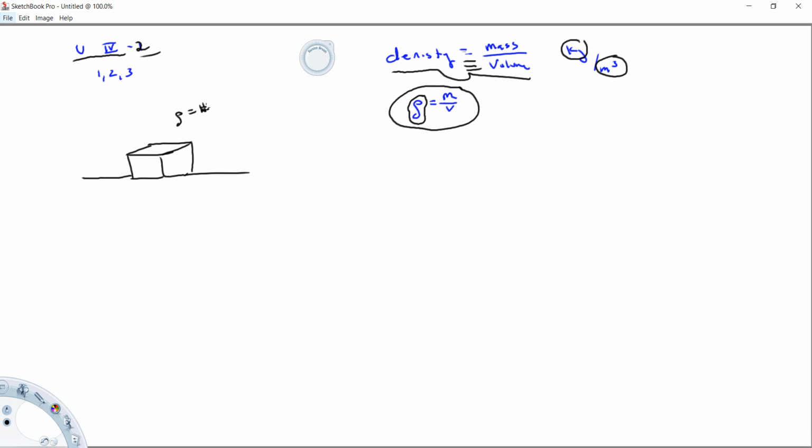So I would start this out by saying density is mass over volume. In the problem, the density is given, and so is the mass. So what you're going to do here is calculate the volume. And I'll let you go ahead and do that.